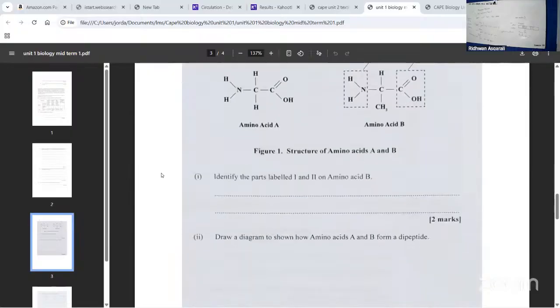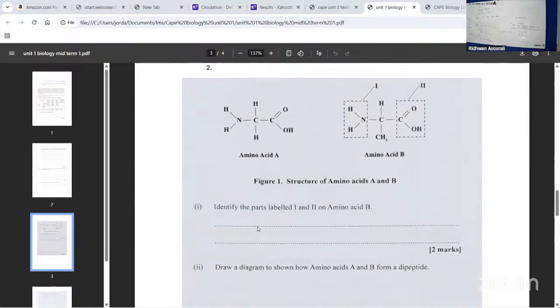Okay, so the biochemistry part now. Identify the parts labeled 1 and 2 on amino acid B. So 1 would be what? So that is NH2. What do you call that part? The amine or the amino group, right? And part 2. Right, so the acid or the carboxylic acid part.